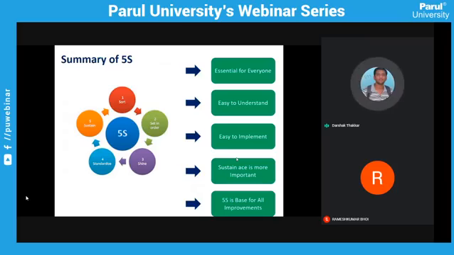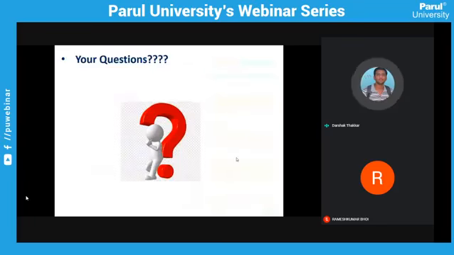After implementing this and developing the 5S culture, you can implement other tools step by step. So 5S is the base for all improvements. Here we are closing for this day, closing for this session.